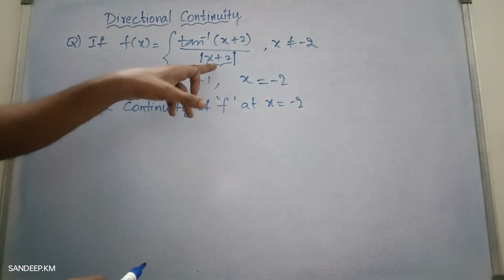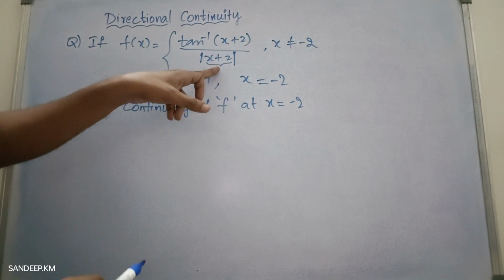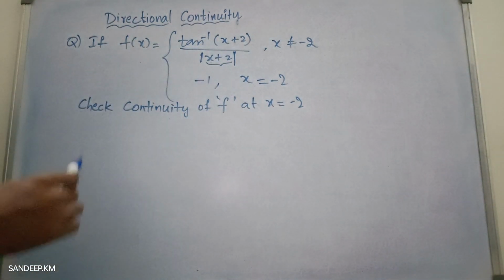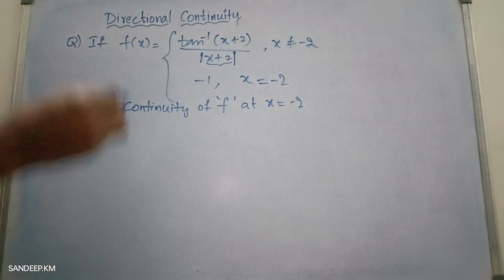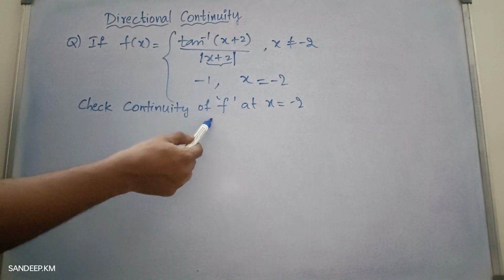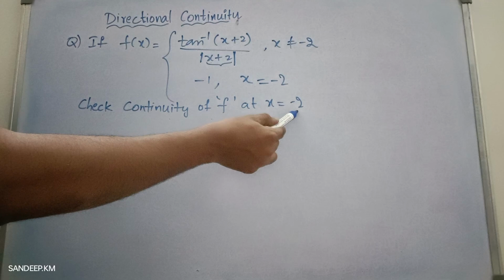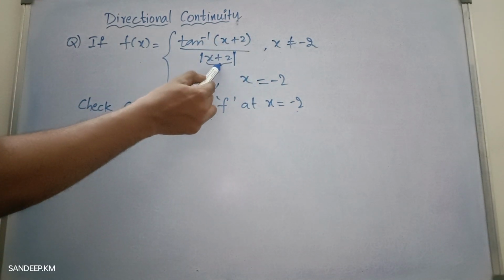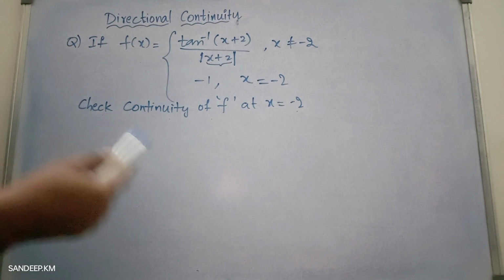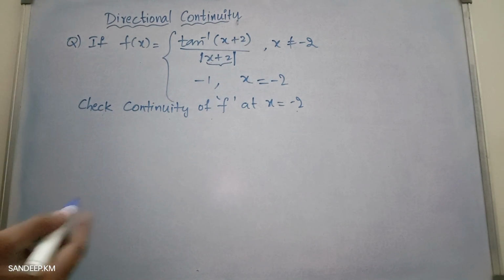In case the 0 of the polynomial is -2 and we are checking continuity at some other number, then no problem, we can find the limit directly. But in this case we have to find LHL and RHL because we are checking continuity of the function at x is equal to -2, which is the 0 of the polynomial inside modulus. For this reason we are finding LHL and RHL. Let us find first LHL.